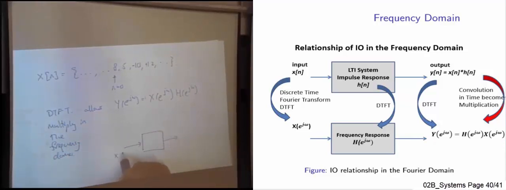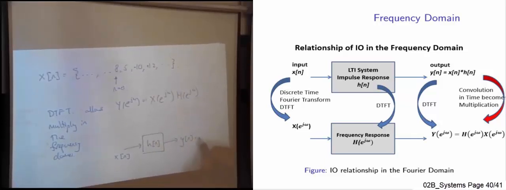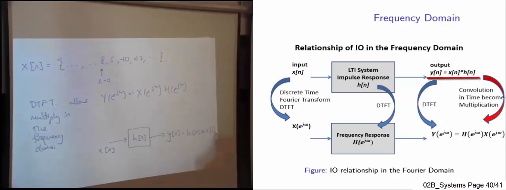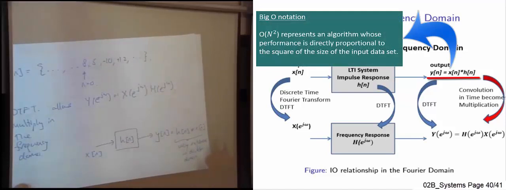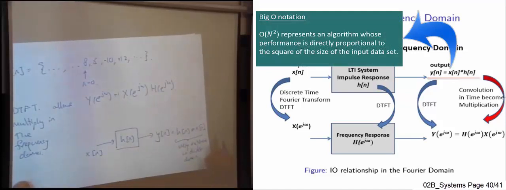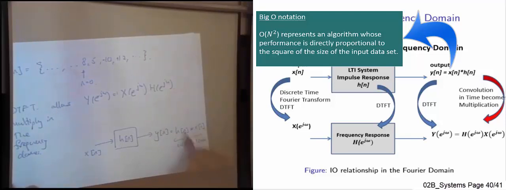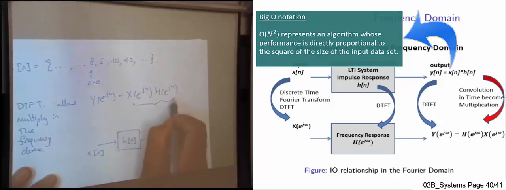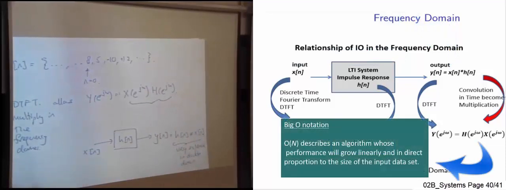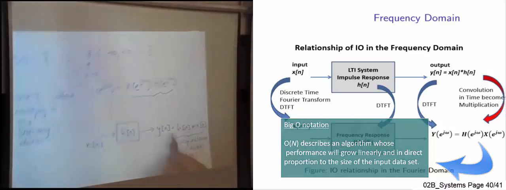Yes, to perform x of n, h of n, y of n equals h of n convolved with x of n. And this operation is very expensive in the discrete time domain. I think it's close to O(n²), big O, the length of the sequence of this length and this length. While here, we are multiplying only, and then it is very fast. All right, so the DTFT allows us to do that.